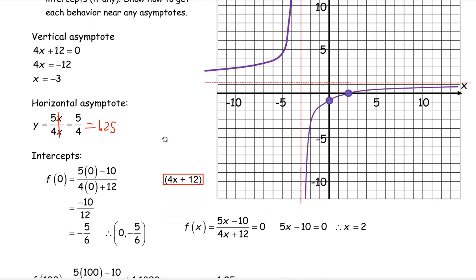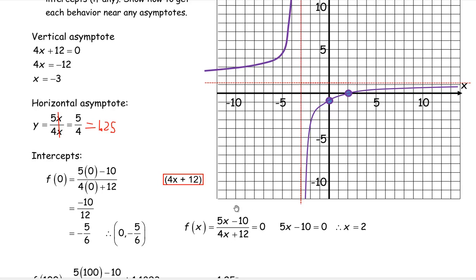Now intercepts. We can find the y-intercept by setting x to 0. So we put 0 in place of x here, here, and here. And of course this is all 0, so we just get negative 10 over 12, which would reduce to negative 5/6. And so 0, negative 5/6, which is that point right there, slightly above negative 1, is the y-intercept. There is an x-intercept in this case.